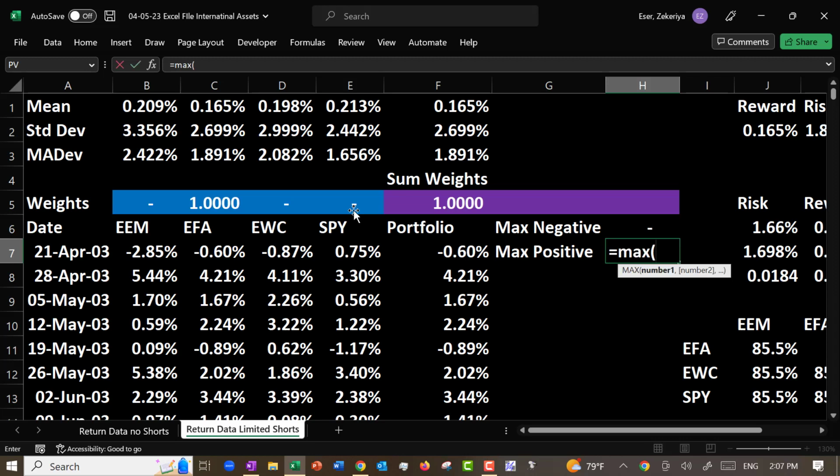And I want the largest weight to be smaller than 125.